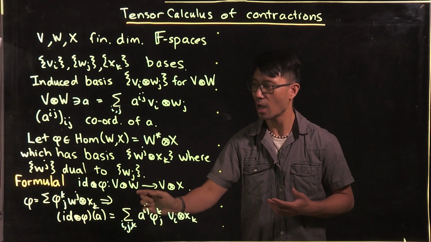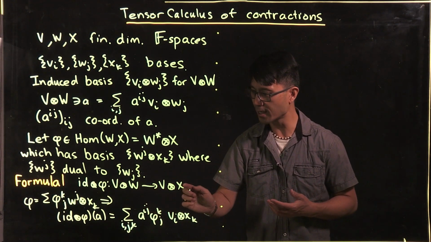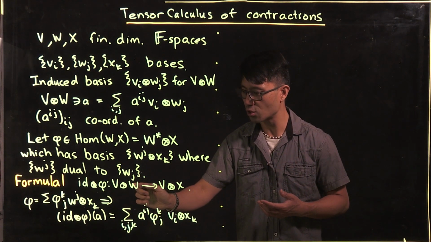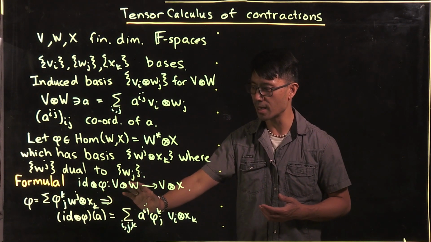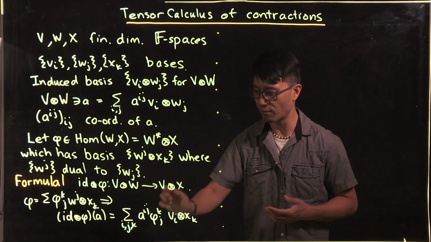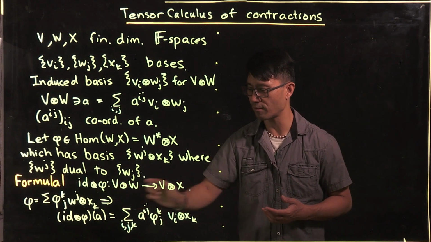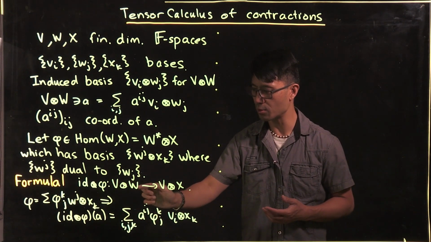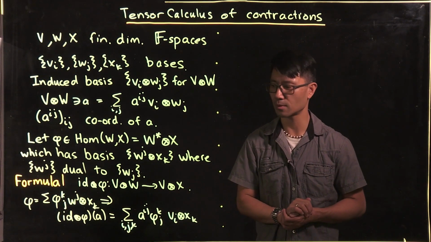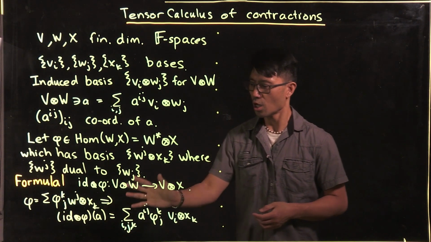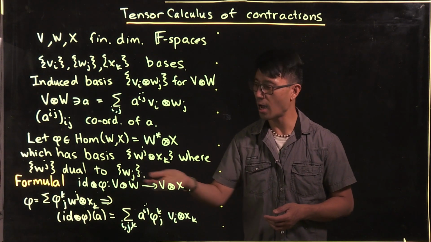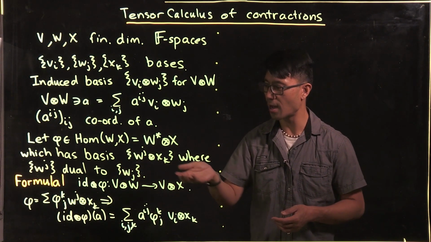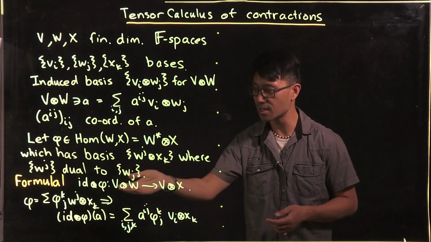V tensor W, if you have a homomorphism phi from W to X, we can apply phi to this second tensor factor. So identity tensor phi is going to be a linear map from V tensor W to V tensor X. So you apply the identity on V and phi on W to map you into X. Okay? So a natural question becomes, well, how do you write this out? How do you write down what this actual linear map is?